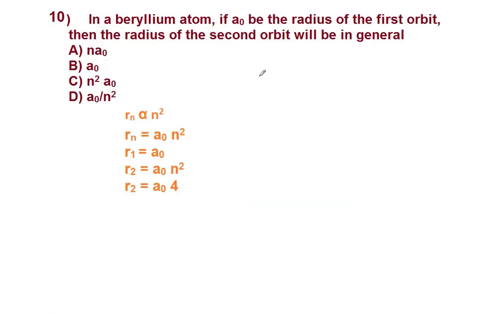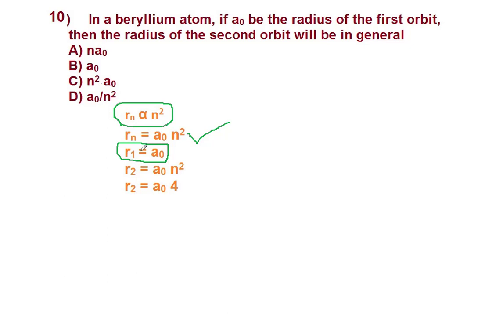Next we have question number 10. In a beryllium atom, if A0 is the radius of the first orbit, then the radius of the second orbit will be? In general, we have this relation: radius is proportional to the square of the principal quantum number, that is n square. So Rn is proportional to n square. But what we are given is that R1, the radius of the first orbit, is A0. If we combine these two relations, we get this one. This is what we get.